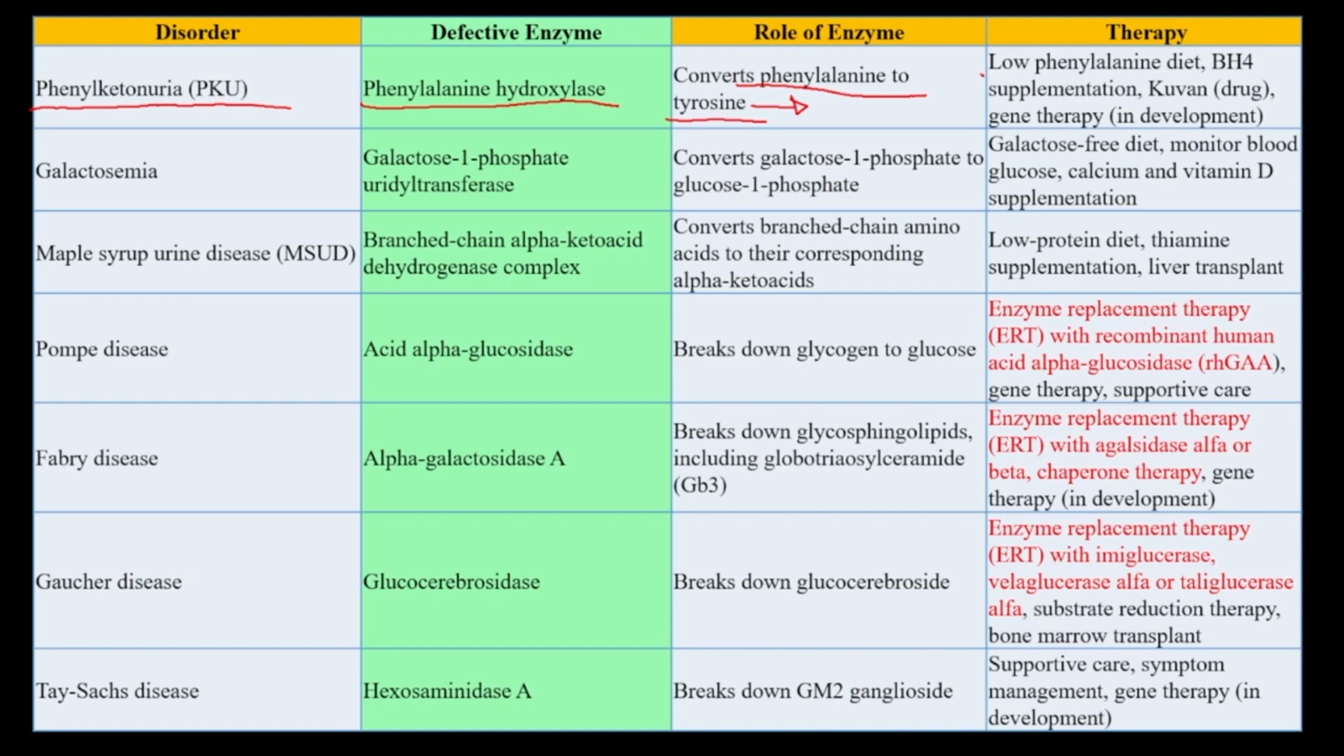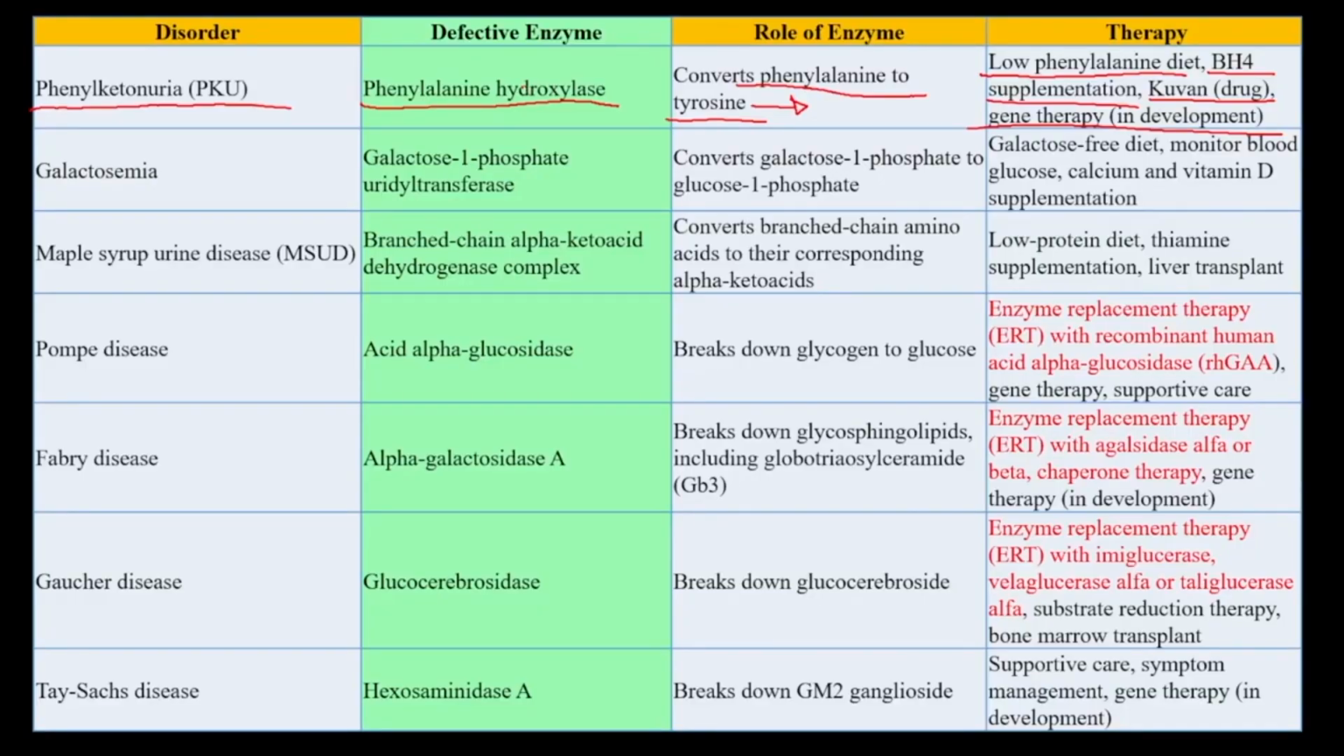So, low phenylalanine diet. What is the therapy? The therapy is that you don't take phenylalanine, because this enzyme is not present, right? So it will not be able to convert phenylalanine to tyrosine, and as a result there will be an accumulation of phenylalanine. So the therapy is that you take the low phenylalanine diet, or you take BH4 supplementation or Kuvan, and gene therapy is in development. There are reports where gene therapy for phenylalanine hydroxylase is also giving relief to the patients.